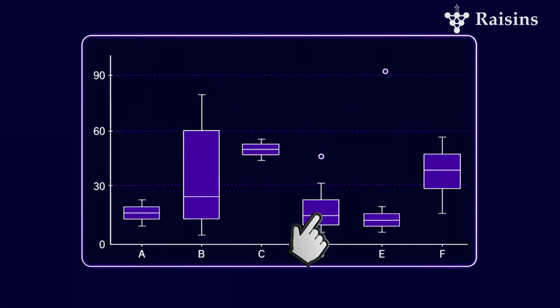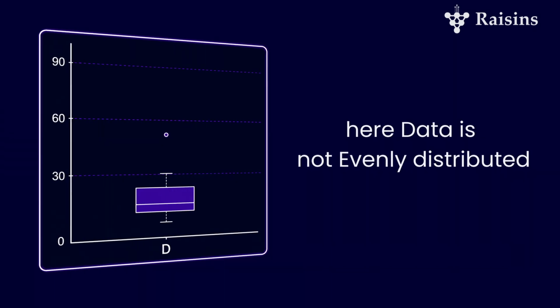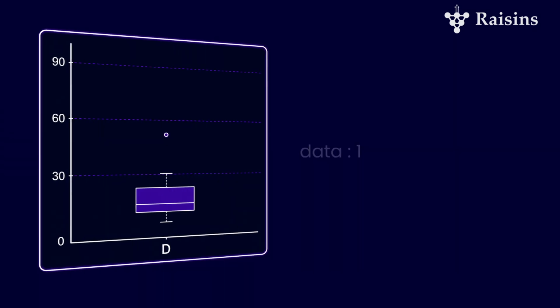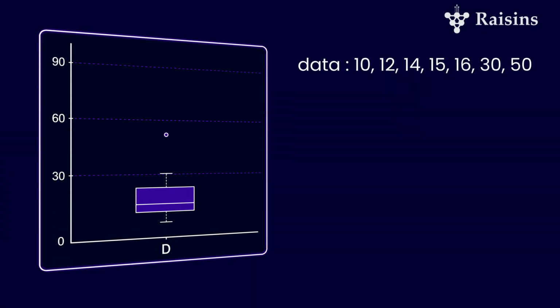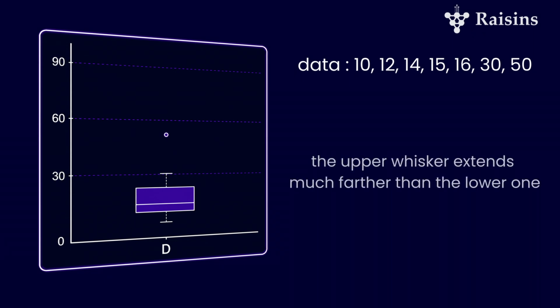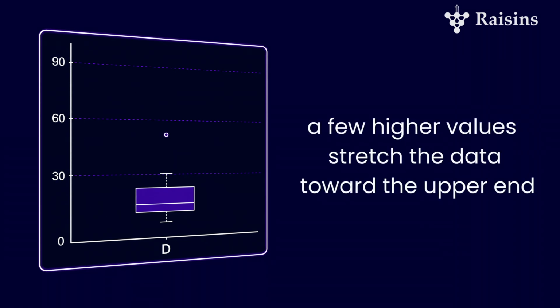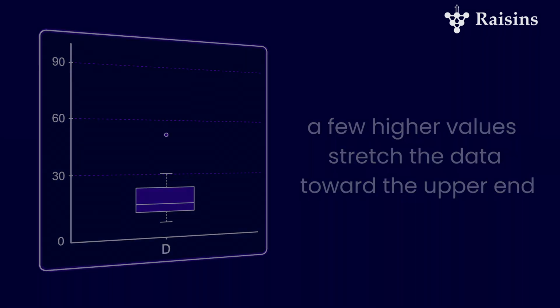Next, we explore skewness, that is, when data is not evenly distributed. Consider 10, 12, 14, 15, 16, 30 and 50. Here, the median is closer to the lower quartile and the upper whisker extends much farther than the lower one. This indicates a right skewed distribution where a few higher values stretch the data toward the upper end.